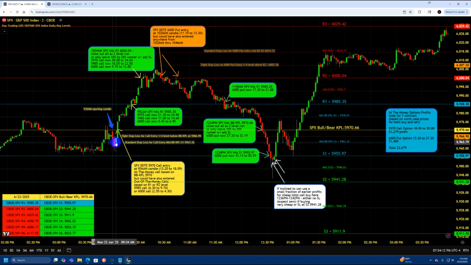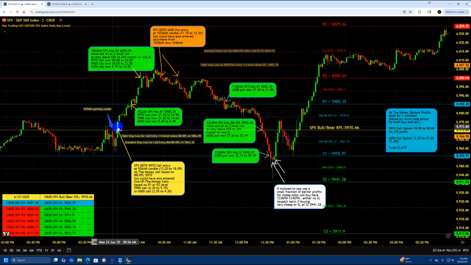Alright, and so then we saw this explosive move through the bull bear key price level. So this was the first long entry here. This is on the 936 candle. And of course, the way that TradingView does its candles, the beginning of the candle is 936 and the end of this 2-minute candle is 938.